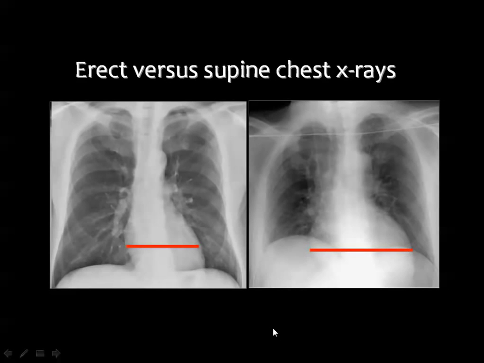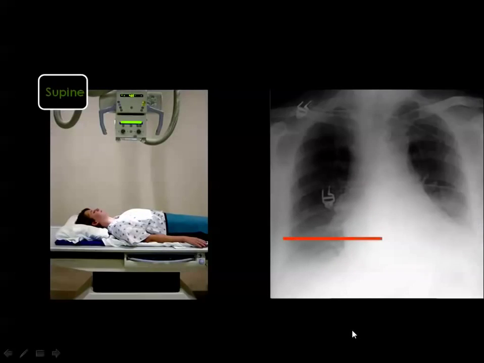Then there are also some differences between the erect position and the supine position. In the erect position, the patient is able to have a full inspiration. Then you can have accurate assessment of the cardiac shadow. But in the supine position, the diaphragm is relatively high. Then the heart will be flattened and the transverse diameter will appear as if it is enlarged.